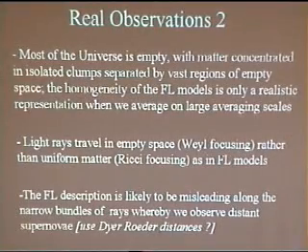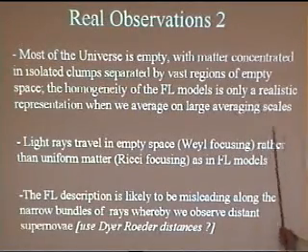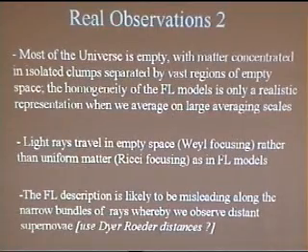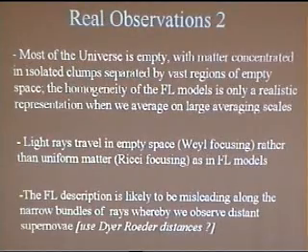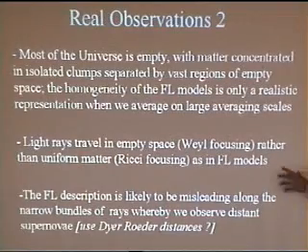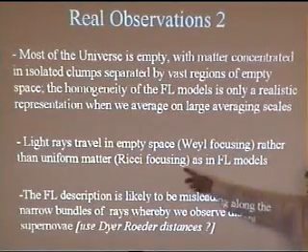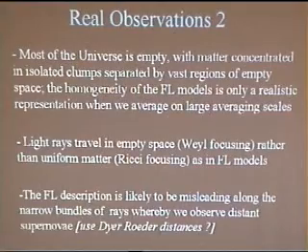Now, most of the universe is empty, with matter concentrated in isolated clumps separated by vast regions of empty space. And the homogeneity of the Friedmann-Lemaitre models is only a realistic representation when we're averaging on large averaging scales. There's a really interesting theoretical problem here for relativists. Light rays travel in empty space because light rays travel between galaxies, not through galaxies. Otherwise, the light wouldn't arrive here. And Weyl focusing takes place. It is the Weyl tensor which focuses the light which travels between galaxies, rather than the uniform matter which is Ricci focusing, as in the Robertson-Walker models.